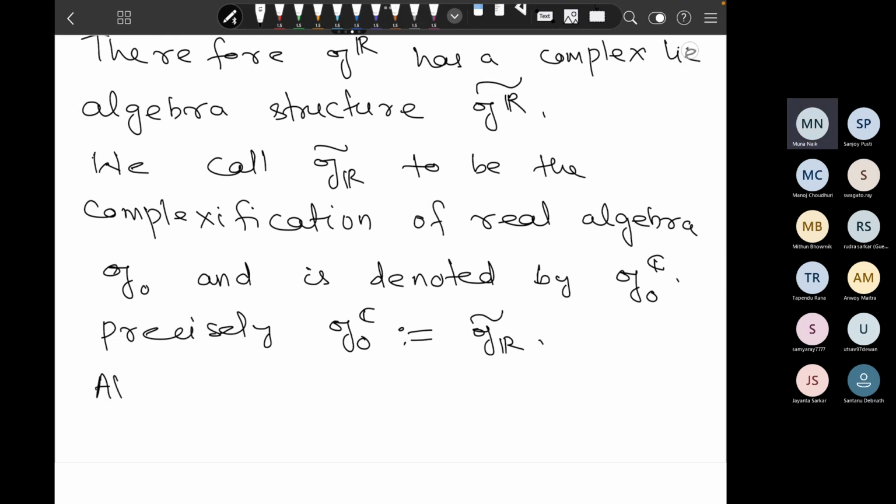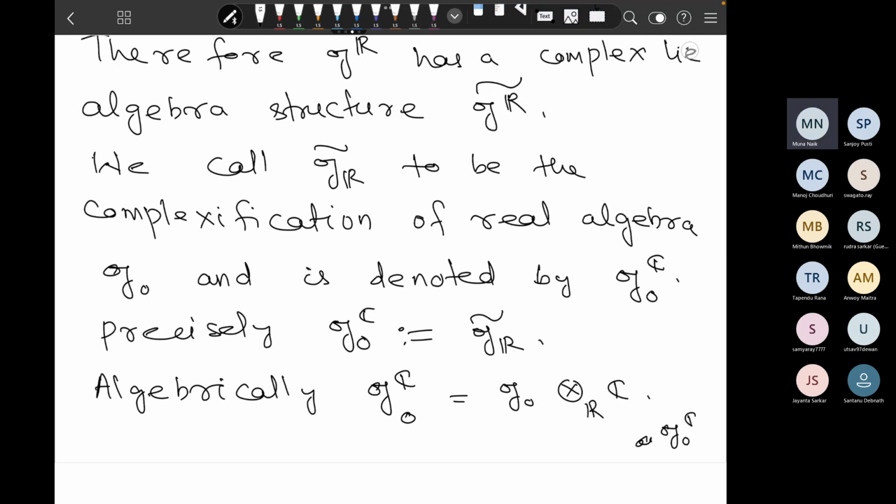so algebraically we have this thing: G naught C is equal to G naught tensor C over R. And actually Helgason uses this notation G naught C like this. But in the book, you will find something like G naught C. I am following Helgason, so for that reason, I am writing this.